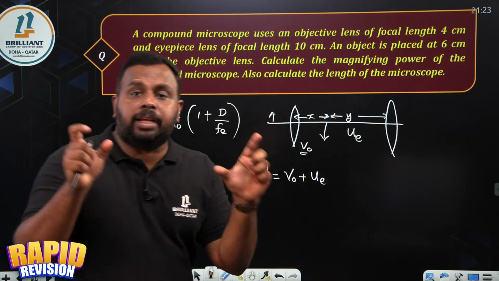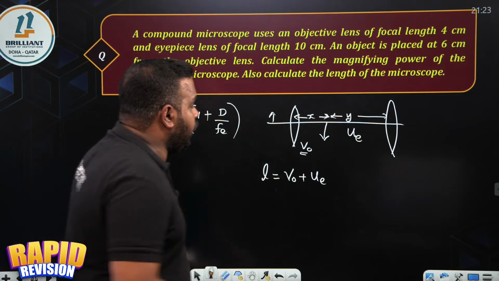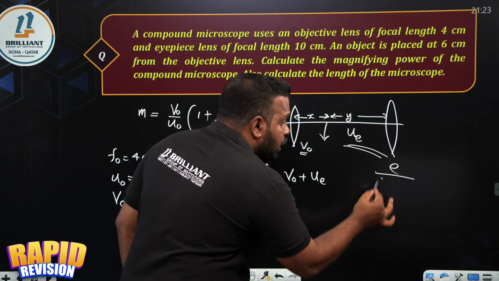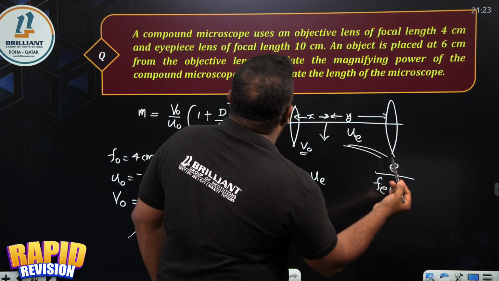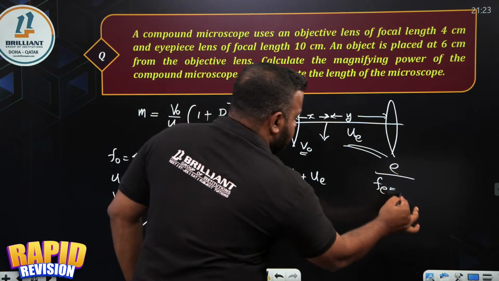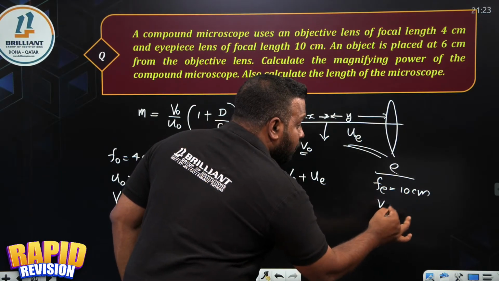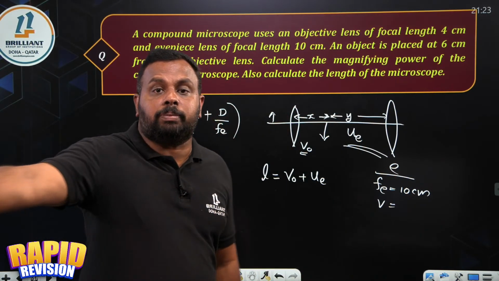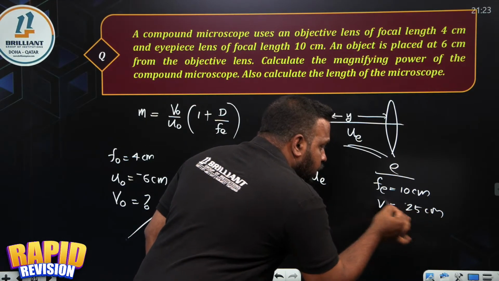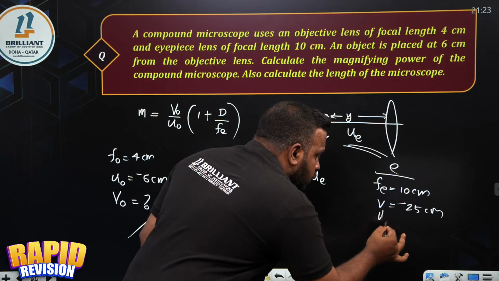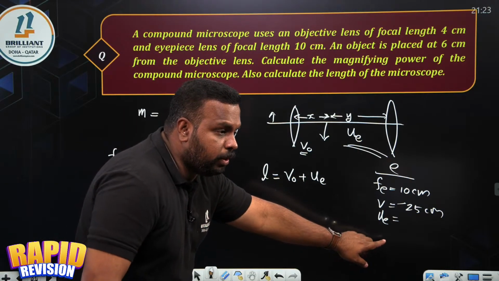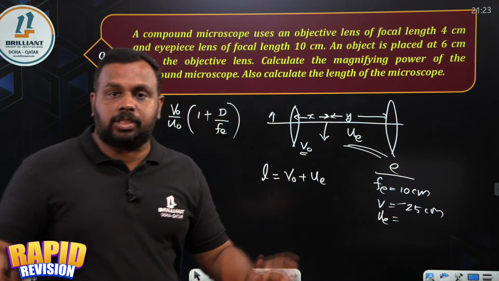Now how to find the UE value? UE is the object distance of the eyepiece. So take the eyepiece. For the eyepiece, the focal length FE is given, 10 centimeter. And what is the image distance of the eyepiece? Image is formed at near point, 25 centimeter, but it is in front of the lens, so minus 25. You can easily find UE, the object distance, using the lens formula. Substitute in it, you will get the answer.